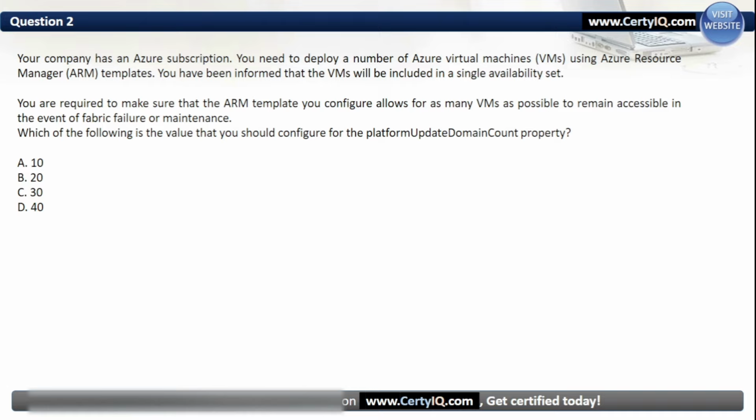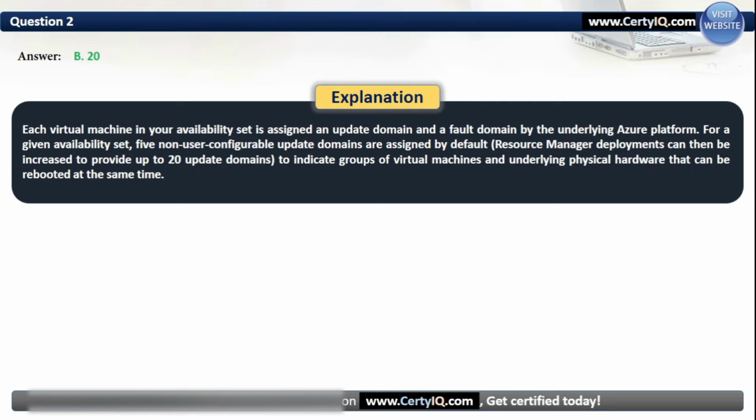Our options are A. 10, B. 20, C. 30 or D. 40. The correct option is B. 20. Each virtual machine in your availability set is assigned an update domain and a fault domain by the underlying Azure platform. For a given availability set, 5 non-user configurable update domains are assigned by default to indicate groups of virtual machines and underlying physical hardware that can be rebooted at the same time.